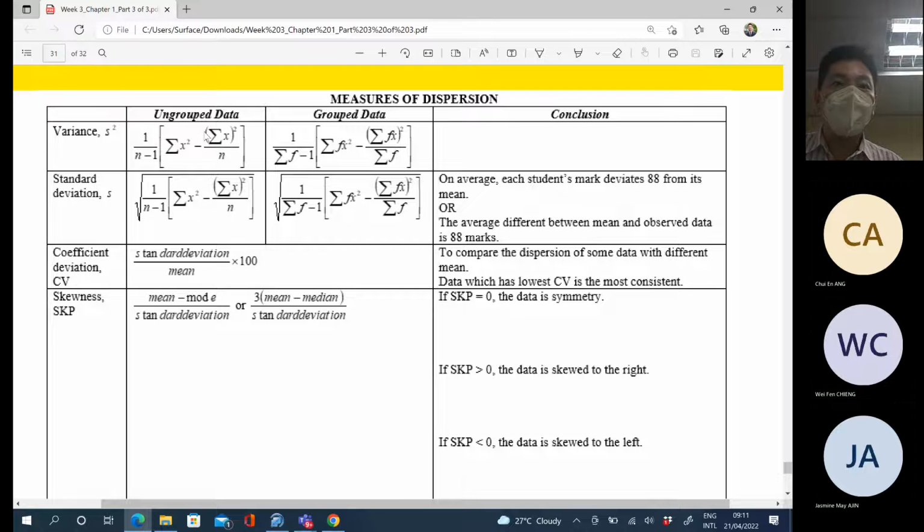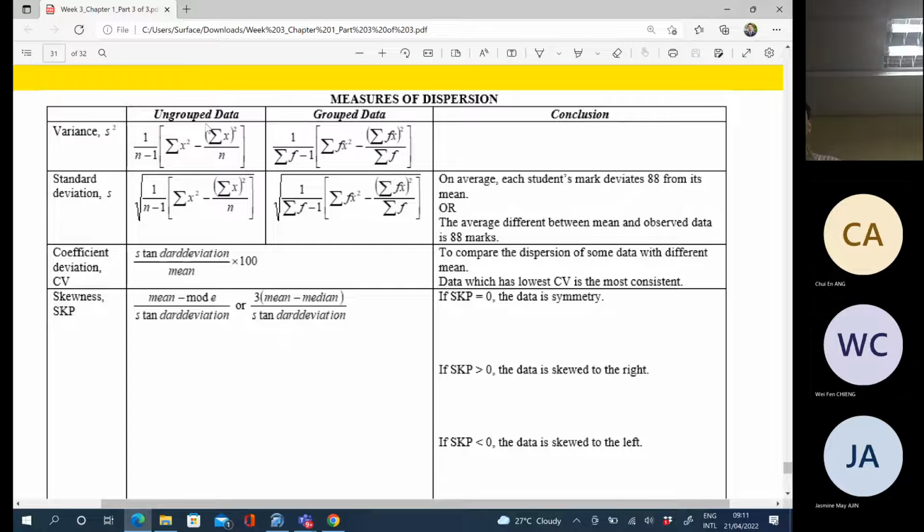Okay, if you use total x square minus the whole thing here and it is a negative number, that means something is wrong with your workings. Okay, you better check again. Working maybe got some mistake. You have to check again. Okay. Then the next measurement is standard deviation.